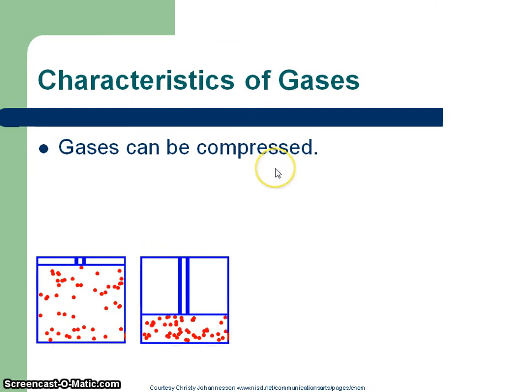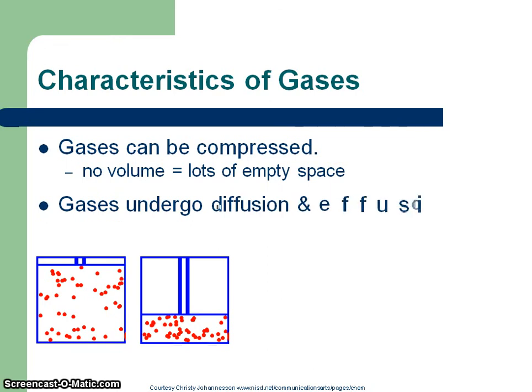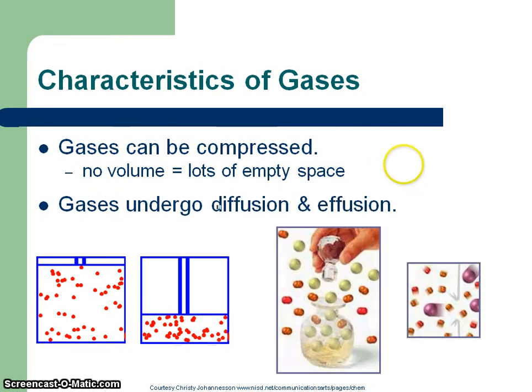Gases can be compressed. That's why we don't like them in our brake lines. If we can compress them, then that means the calipers are not going to close and make my brakes work. So if we got gas in the brake line, that's bad. Okay, no volume, lots of empty space. Gases undergo what we call diffusion and effusion. Diffusion is throughout a room, and effusion is through a hole. Okay, it's random motion. It just randomly goes there.